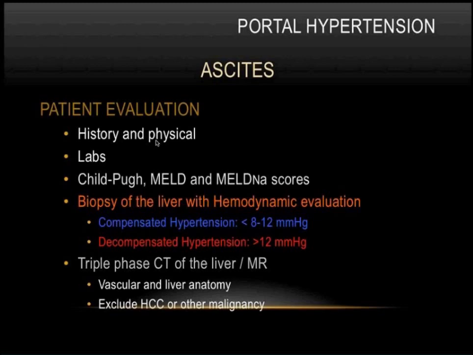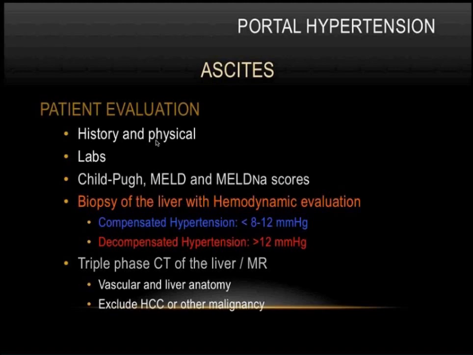Of course, what I recommend, and a lot of people recommend, is a transjugular liver biopsy, so that you can assess if the patient really has stage 4 bridging fibrosis, well known as cirrhosis. And then, of course, a hemodynamic evaluation, because whether the patient has compensated or decompensated portal hypertension is going to change the management of the patient when the patient has ascites.